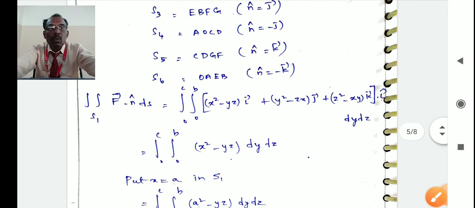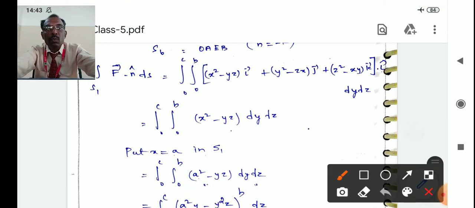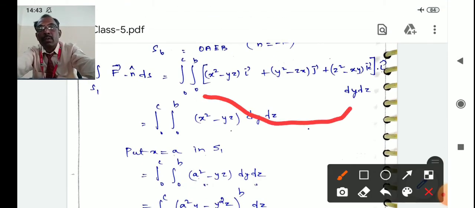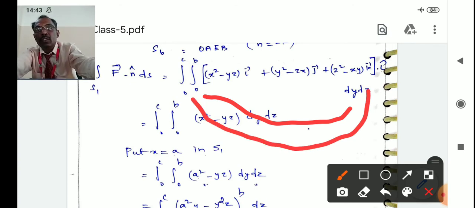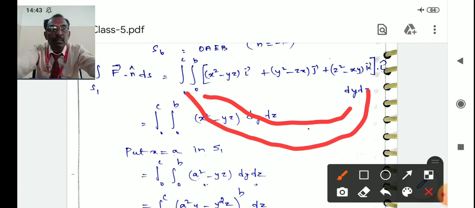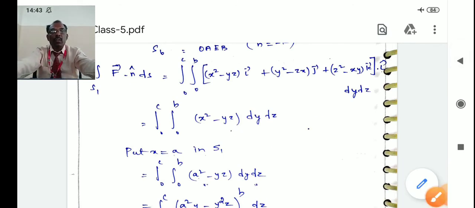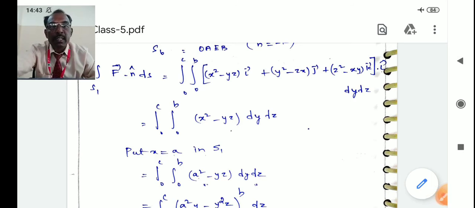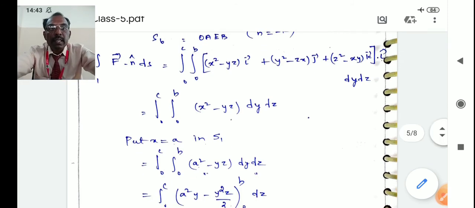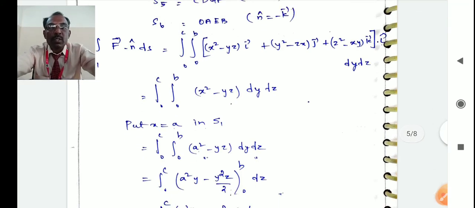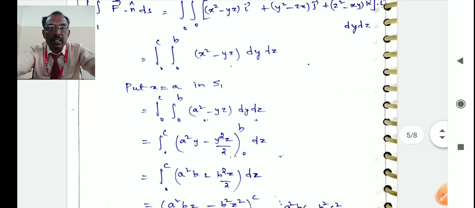So the y axis limits we know very well. Y axis limit is 0 to b. Z axis 0 to c. First I do the dot product of these two vectors. We get x squared minus yz into dy dz. In S1 surface, what is the x value? X value is very clear, a. S1 surface has x from 0 to a; the total distance is x equal to a. Now here x equals a, so we get a squared minus yz.